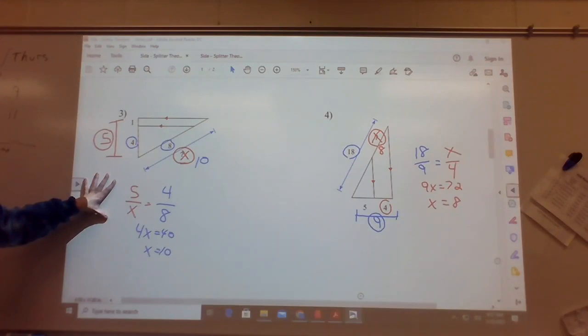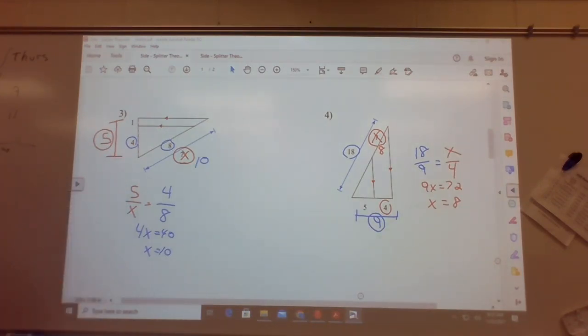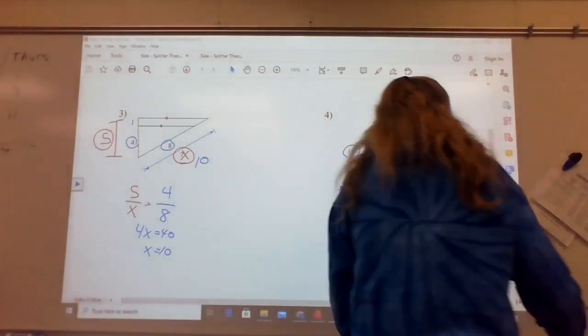There's 3 and 4. Little bit trickier because I'm working off some totals, but still not too bad. Just make sure to keep the proportions set up. Don't change them around. Got to be consistent. Next 2.